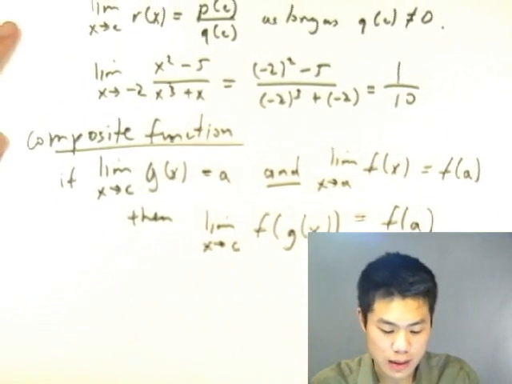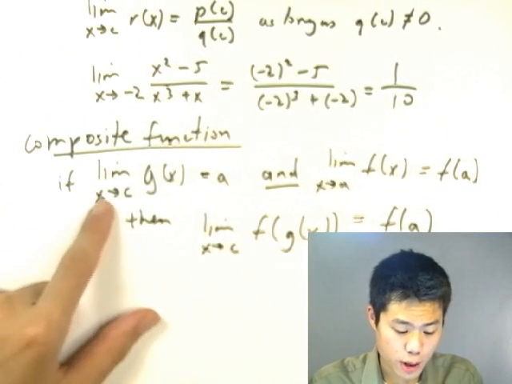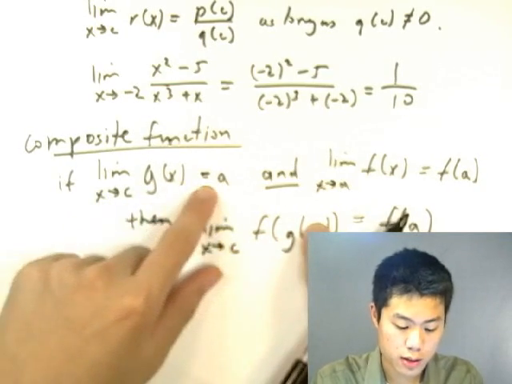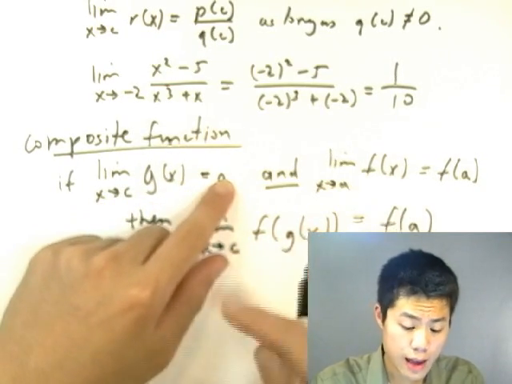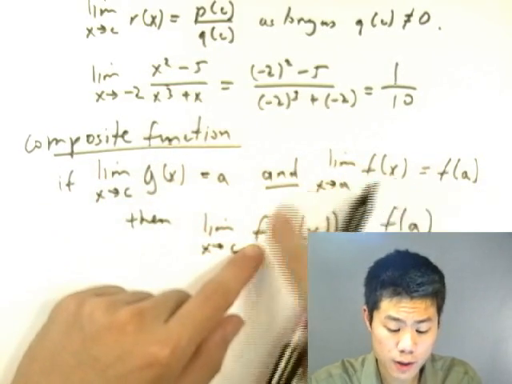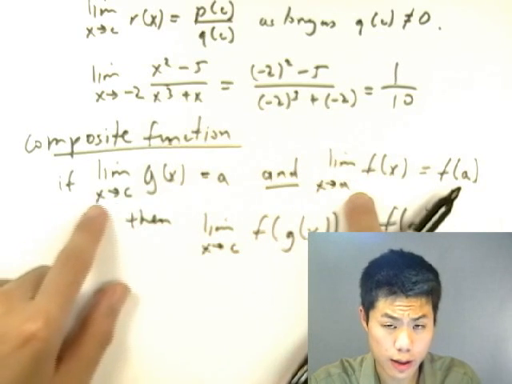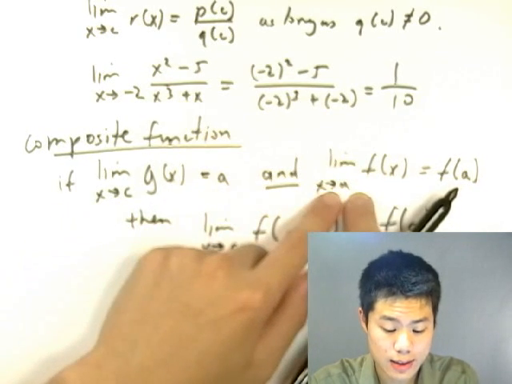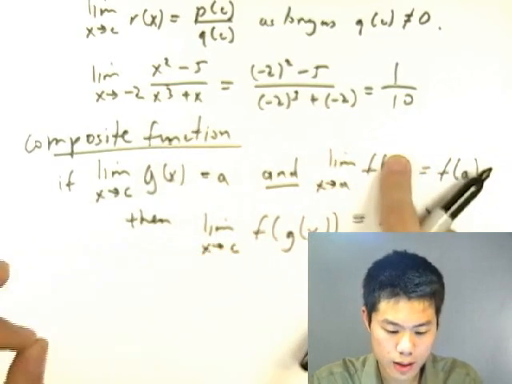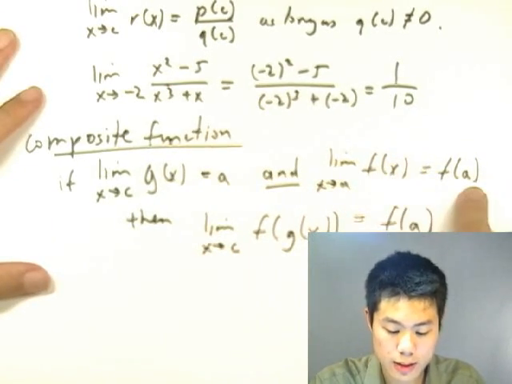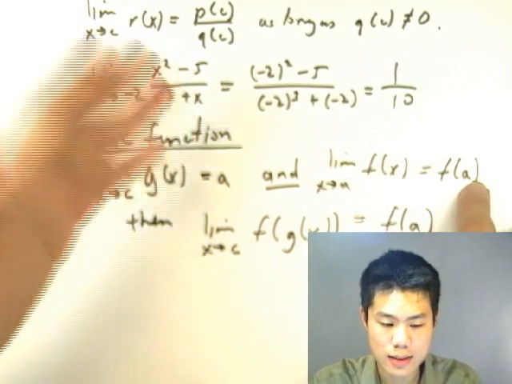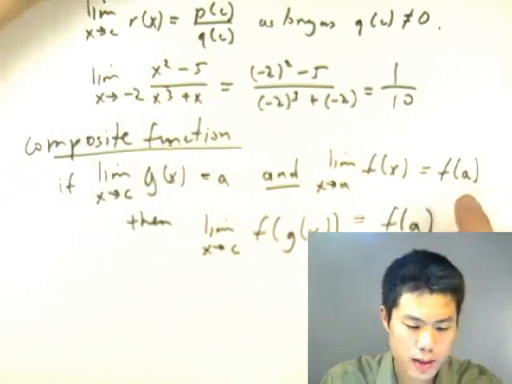What the world? Take a look at this. So basically it's telling us that if we evaluate the limit of the inner function and it approaches a, and the limit of the outer function as x approaches whatever the inner function is equal to, which is a, exists, then it's going to equal f evaluated at a. It's more confusing than it needs to be. Let's take a look at this.